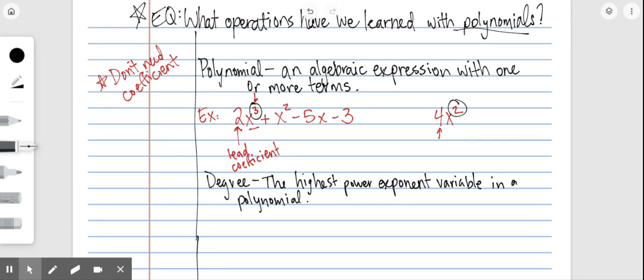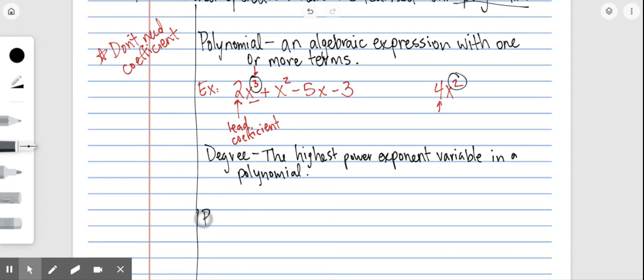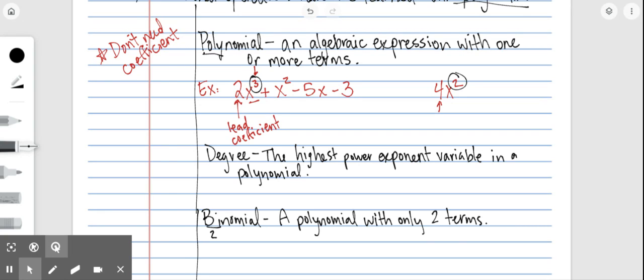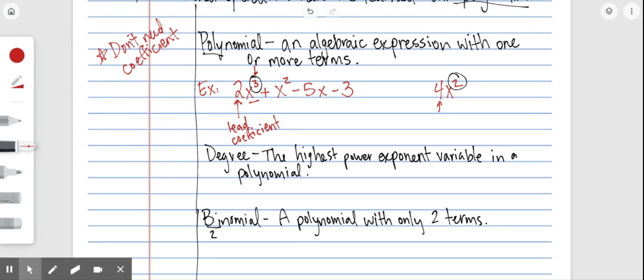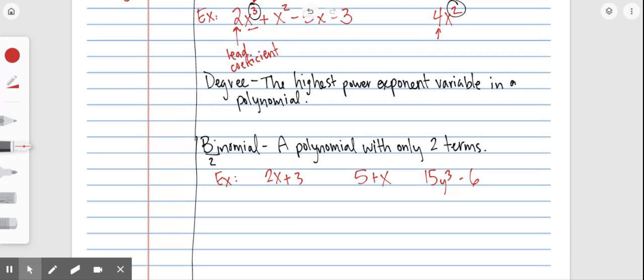And then last but not least, I want to talk about what a binomial is. You may have noticed that polynomial, poly means multiple, bi means 2. So a binomial is a polynomial with just 2 terms. Again, make sure you're pausing to write these definitions down, and also putting examples if you don't understand it, or maybe not writing things that you do understand. So here's an example of a binomial: 2x plus 3, 5 plus x, 15y to the third power minus 6. All these are binomials because they've just got 2 terms in them, and they're usually added or subtracted together.